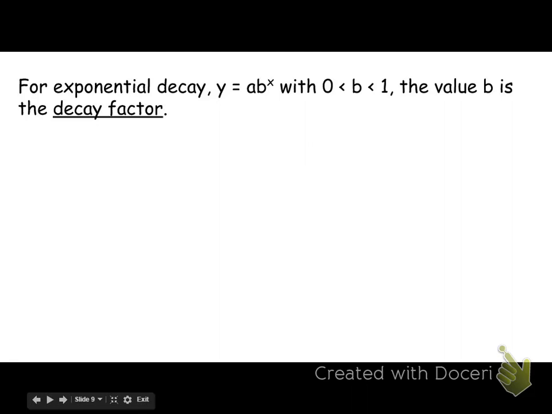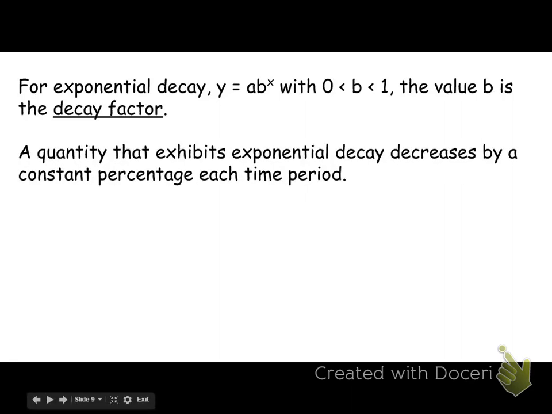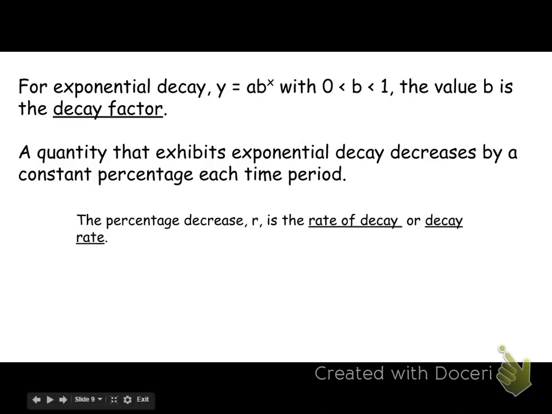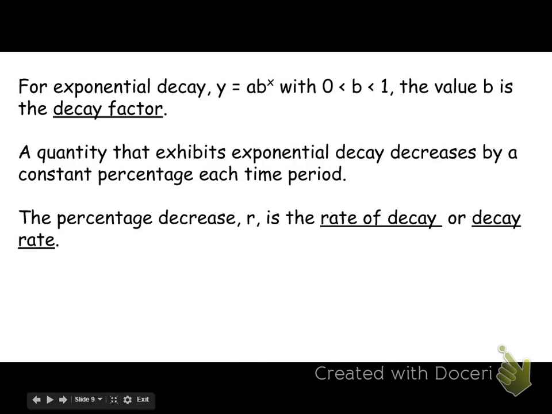For exponential decay, that value B is the decay factor. If growth increases by a fixed percentage each time period, what does decay do? Decreases by a constant percentage each time period. Instead of being the rate of growth, what do you think we're going to call it? Yes, it's the rate of decay, or the decay rate.